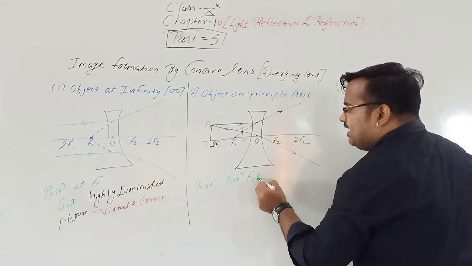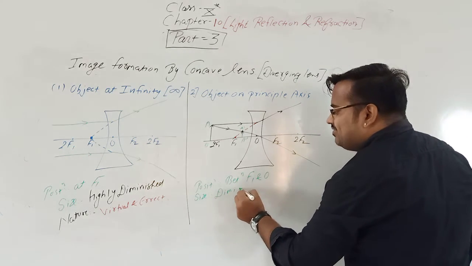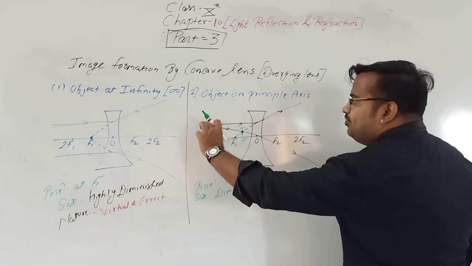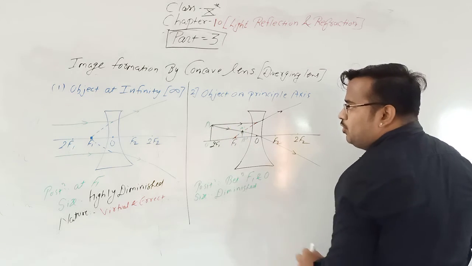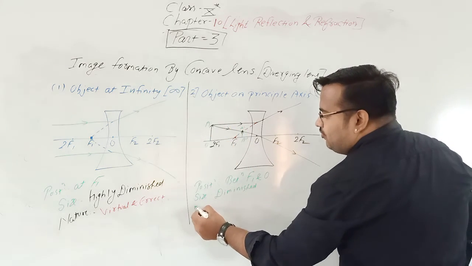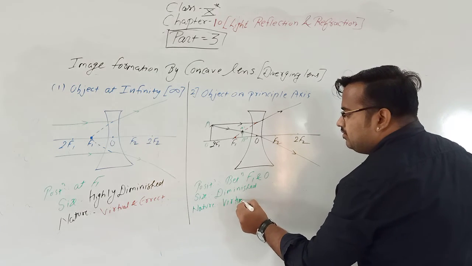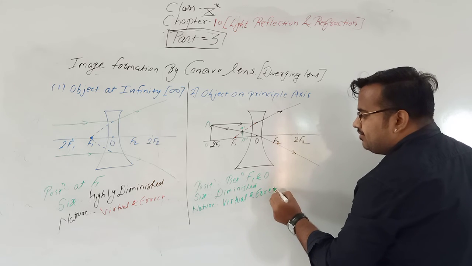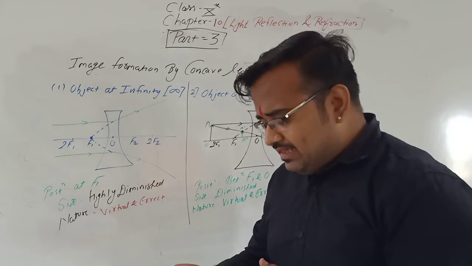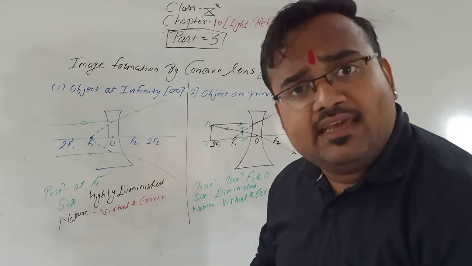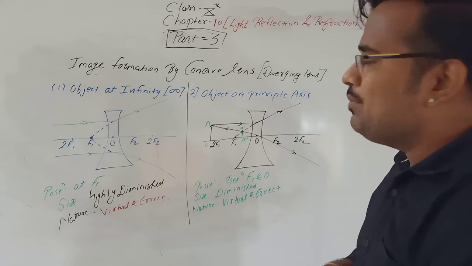Between F1 and O. What is the size? Size is diminished. As you can see, the object is AB and the image is A dash B dash, so the image is smaller than the object, therefore it is diminished. What is the nature? Nature is virtual and erect. Pay attention: when the two rays do not actually meet each other, we say the image is virtual and erect. Clear? So these are the two cases in case of concave lens. You can draw in your notebook. I am giving you 2 minutes.